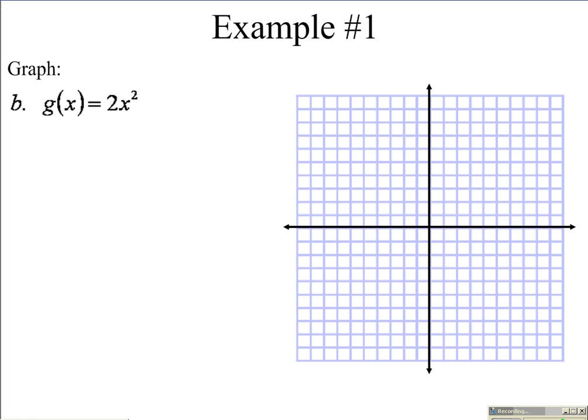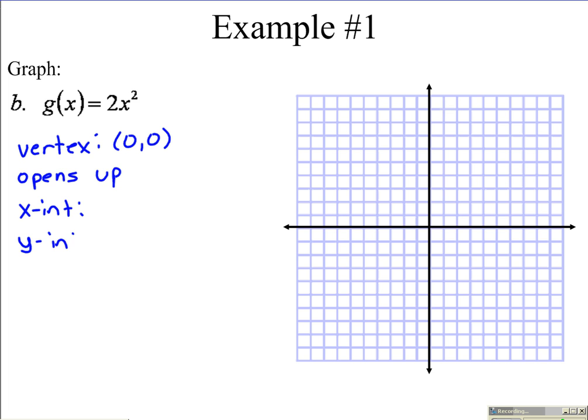Second one, g(x) = 2x². Again, we're already in standard form. Once again, we can identify the vertex right away. We know that this parabola, again, opens up because a is positive, 2. We can again identify the x- and y-intercepts pretty easily here. Both, again, are going to be at (0, 0). Last thing, our axis of symmetry.